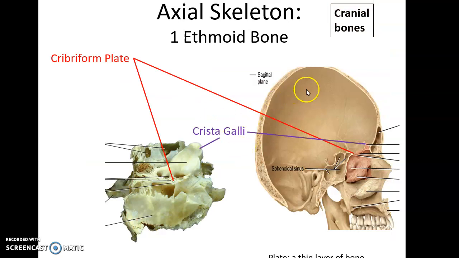So here is a mid-sagittal view of the skull. We can see here the ethmoid bone. It has a top pointy part called the crista galli, and then tissue around the crista galli called the cribriform plate. So again, crista galli, tissue around it, cribriform plate. Lots of holes in the cribriform plate because olfactory nerves travel through that, so we can carry the sense of smell in.